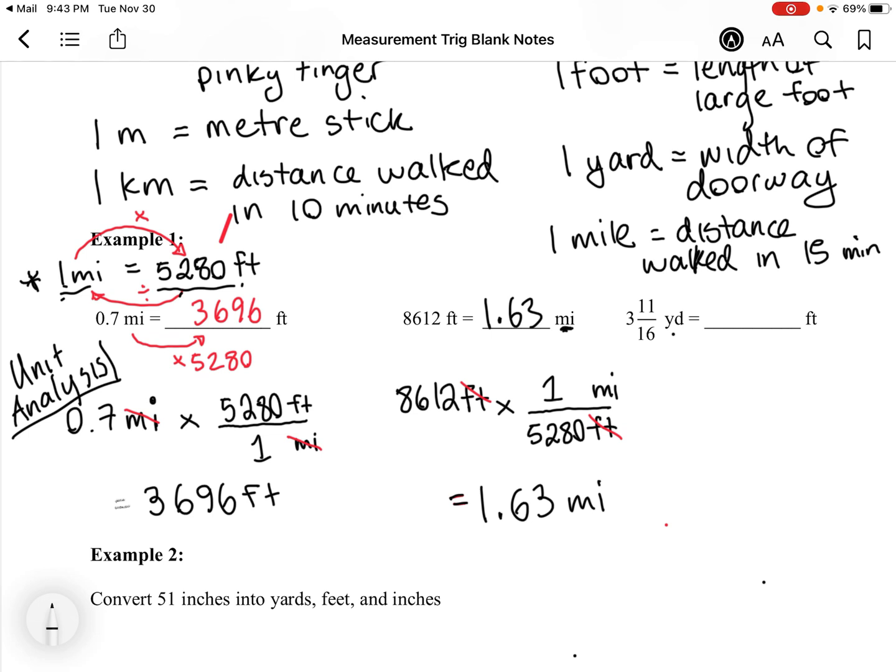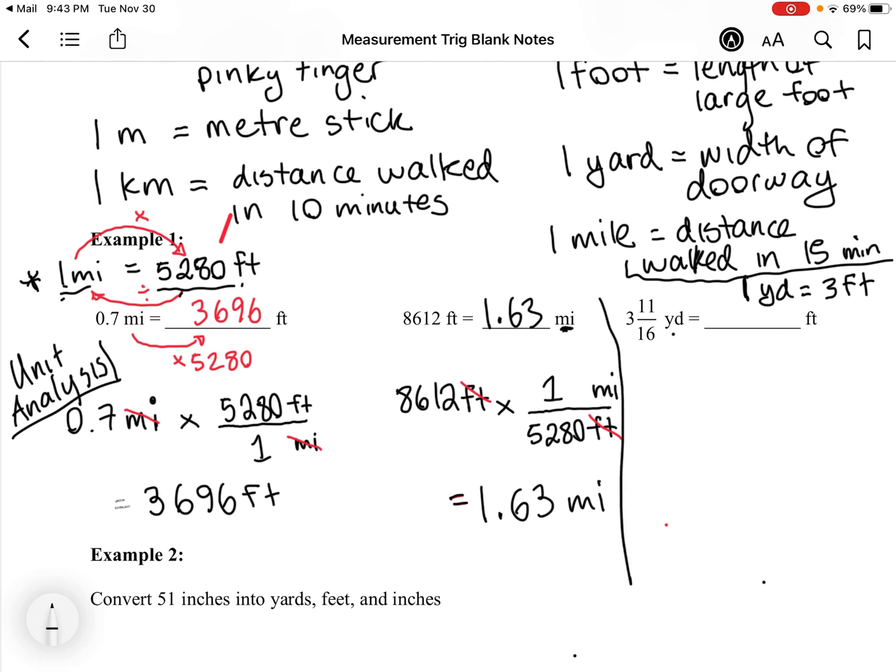Now we are doing a different conversion. We're looking at yards and feet. You could read this right off your formula sheet, and some of you may already know this: 1 yard equals 3 feet. That's kind of important to know. Anytime you're converting units, you want to make sure you have that conversion factor down.